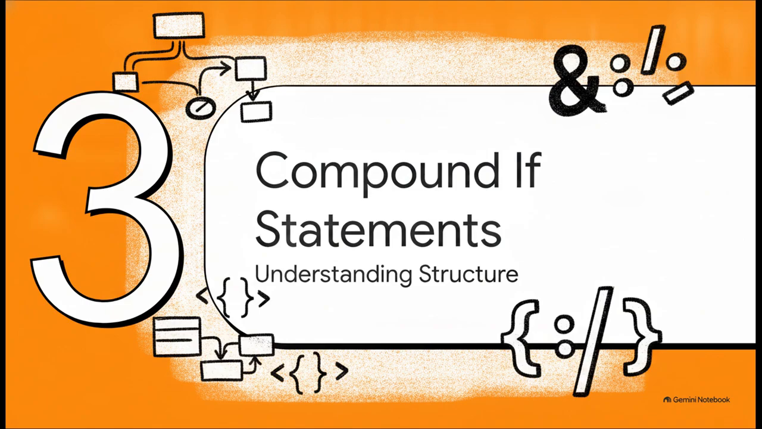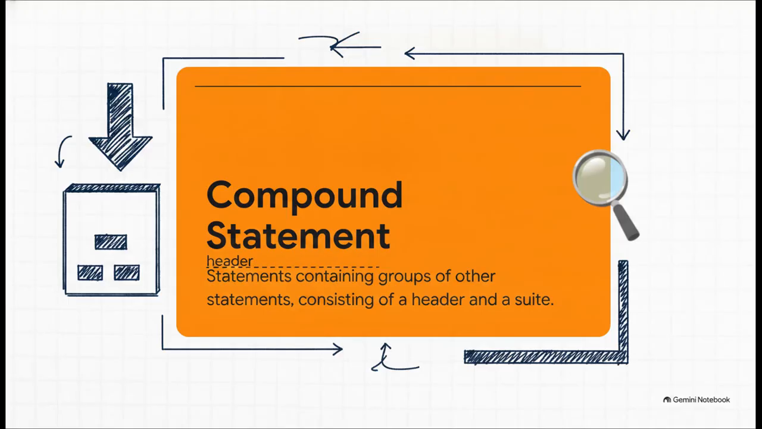All right, Section 3, evidence: compound if statements. To really prove this point about strict rules, let's look at the official Python documentation on how if statements are built. An if statement actually isn't just a simple single-line command. In Python, an if statement is what's known as a compound statement. Basically, that means it contains groups of other statements, and it consists of two absolutely vital parts: a header and an indented block of code that we call a suite.